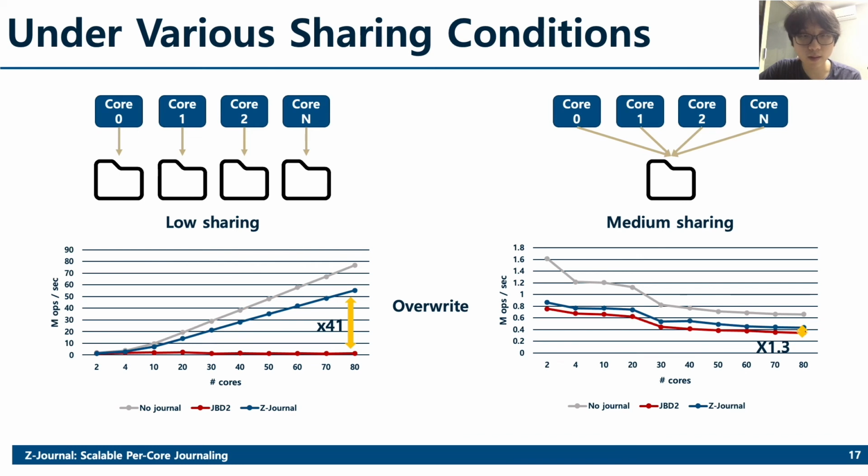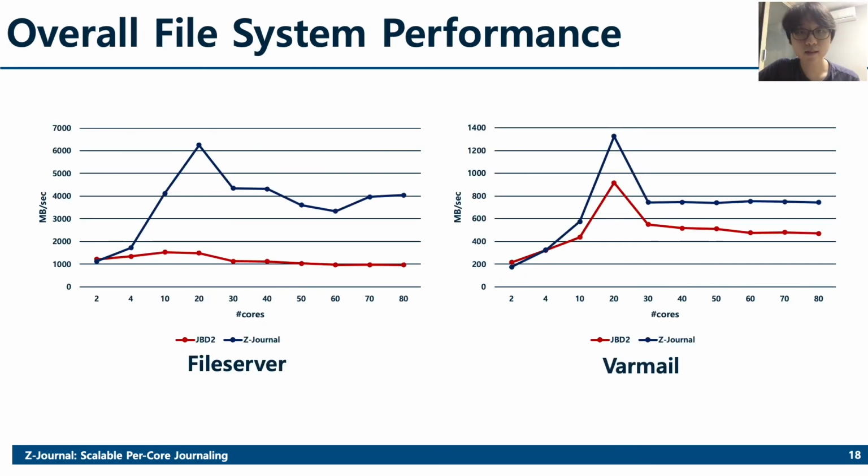To assess the performance impact of Z-journal in an environment that has a mixture of reads, writes, and metadata operations, we used the fileserver and varmail workloads of Filebench. Since a large number of cores repeatedly created and updated files in a small number of directories, the throughput of JBD2 peaked at 10 cores and decreased as the number of cores increased. Z-journal showed significantly better performance than JBD2. Especially, Z-journal achieved 315% performance improvement at 20 cores.